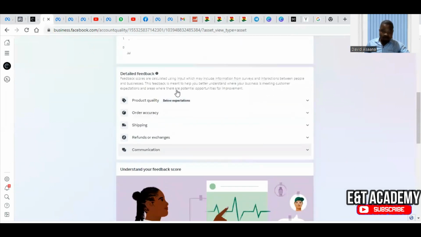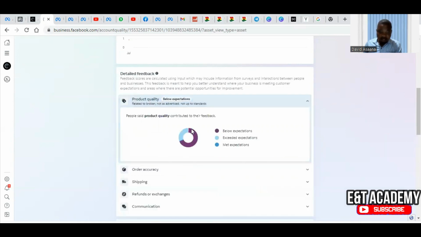Now, when you scroll down, these are what they measure in order to give you a feedback score. They look at your product quality. They look at the order accuracy, the shipping, the refunds or exchanges, communication, and all that. Now, this particular page, for example, the main problem has been that the customers are saying that the product quality is below their expectation, which is about 70%.